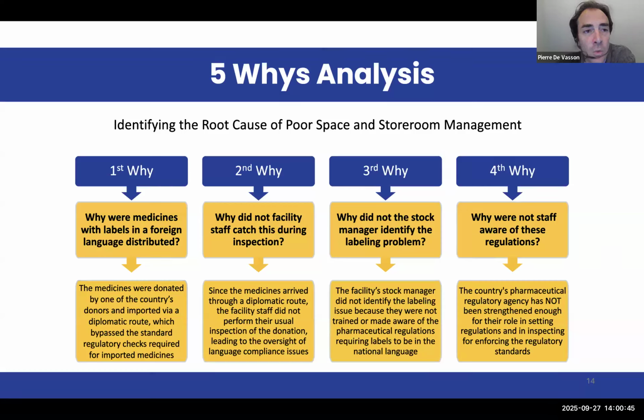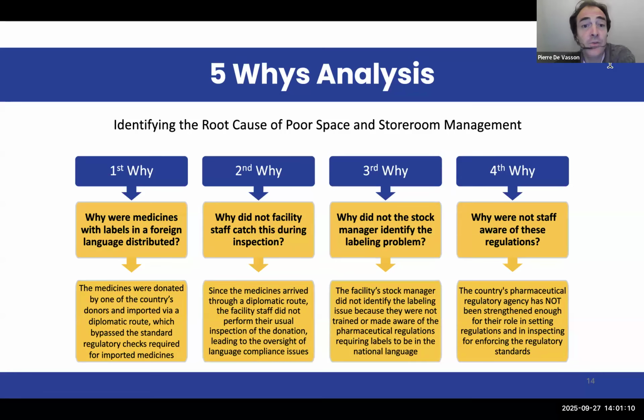Here comes the second why. Why did the facility staff not catch this during the inspection? And the answer to that could be, since the medicines arrived through a diplomatic route, the facility staff did not perform their usual inspection of the donation, leading to the oversight of the language compliance.